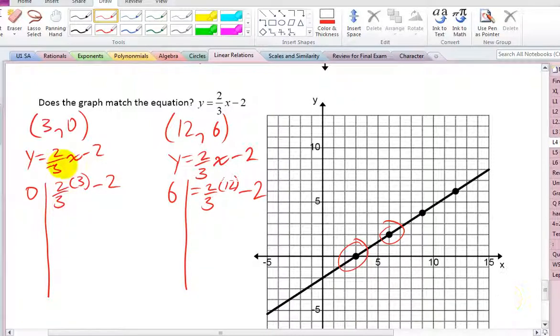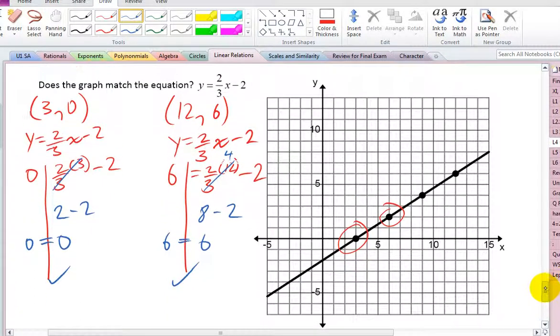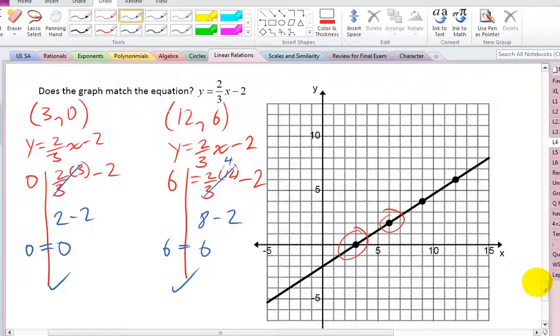Okay, so 3's cancel. We're left with 2 minus 2, 0 equals 0. Good. This one cancels to 4. We're left with 8 minus 2, 6 equals 6. Yep, it works. Okay, all those points work. All you gotta do is check 2 of them because they're all on the same line. Any questions?